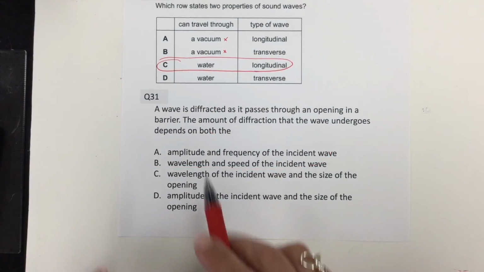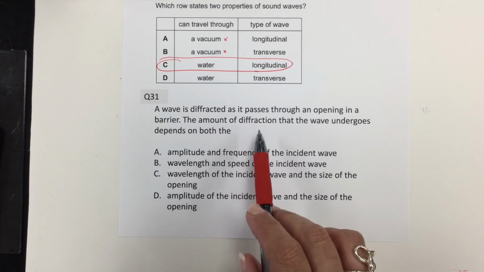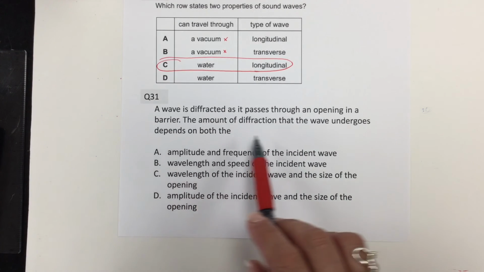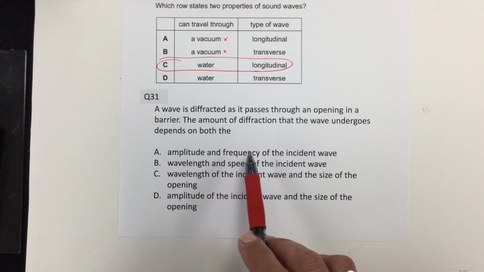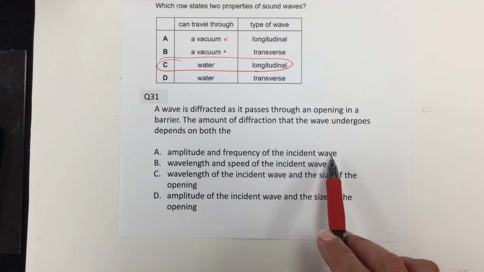Last question. Let's read. Question 31. A wave is diffracted as it passes through an opening in a barrier. The amount of diffraction that the wave undergoes depends on both amplitude and frequency of the incident wave.